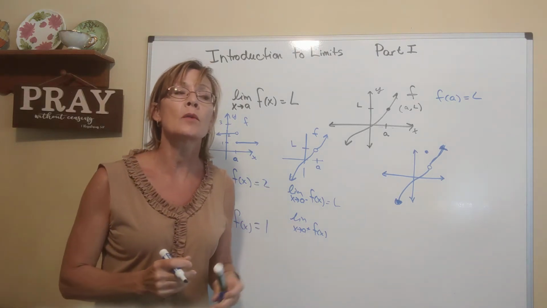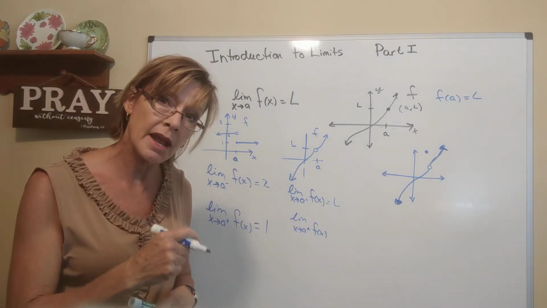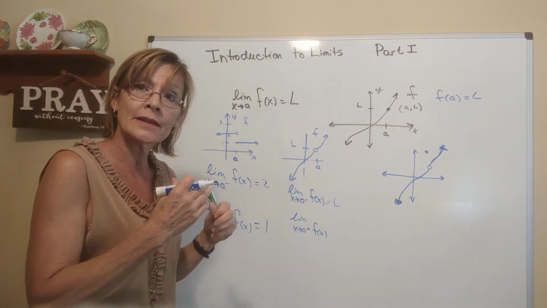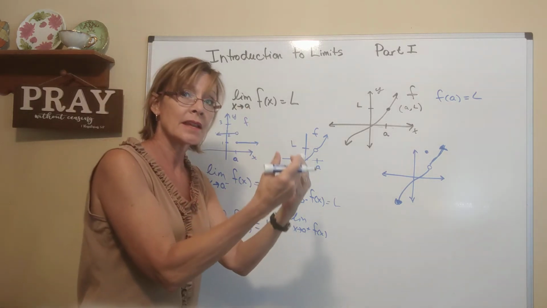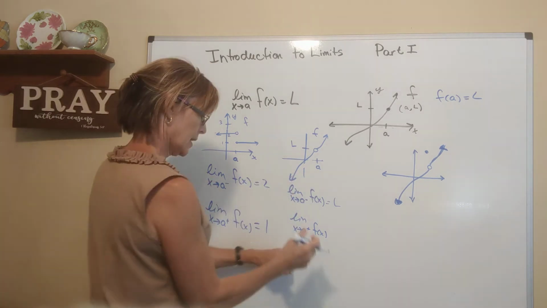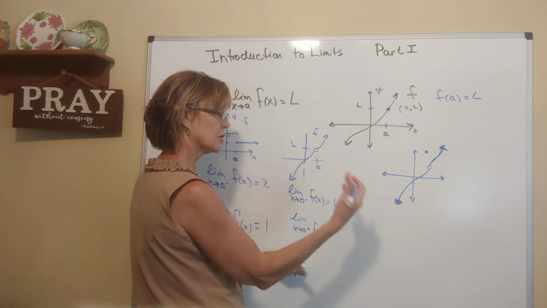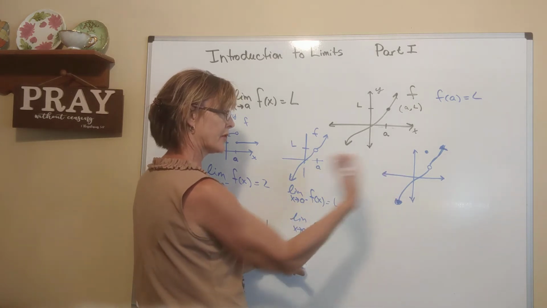Now, notice I'm not worried about what it's defined to be at x is a. My question when I'm looking at a limit is, what does it look like it's getting close to? That's what we're answering. So what does it look like the y value is getting close to as x gets close to a from the right side?